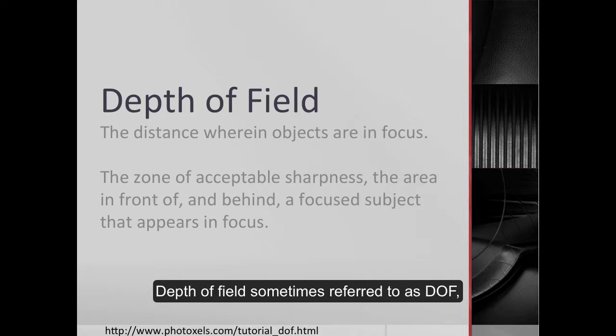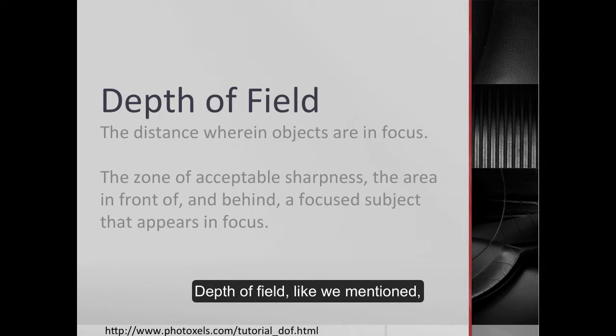Depth of field, sometimes referred to as DOF, is the distance wherein objects are in focus. So it's the amount of distance between the nearest and the farthest objects that appear in acceptably sharp focus in a photo. It can be really subjective, meaning that it's a matter of personal preference. So trying to determine the appropriate depth of field is really based on personal opinion.